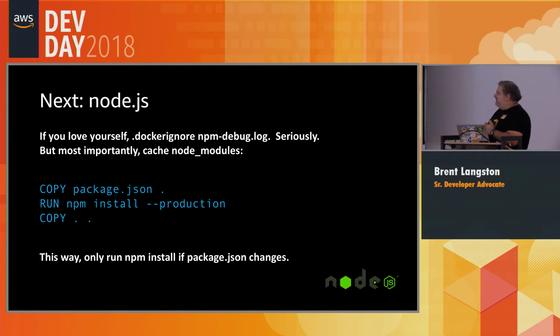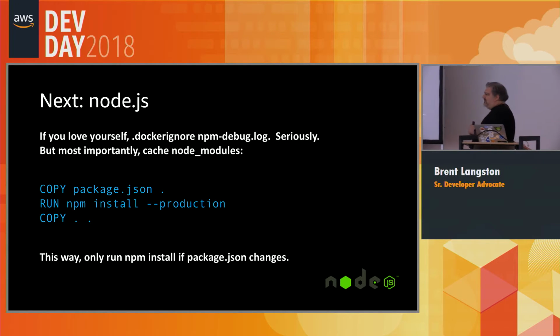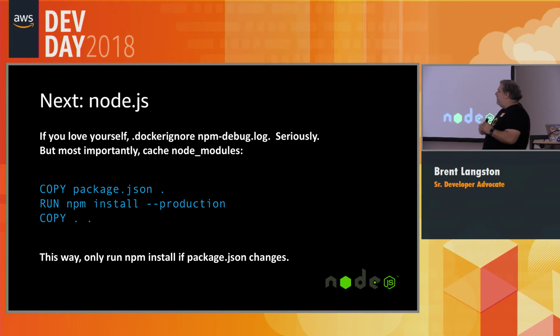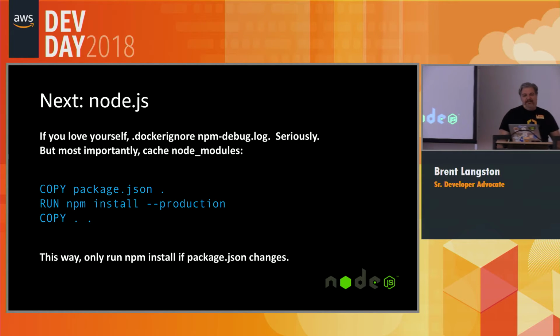Node.js, also very small, very efficient. Again, just like with Python earlier, where we copy over requirements.txt, with Node.js, that equivalent is package.json. So copy over package.json, install your npms from it, then copy over the rest of your code. That way you're not invalidating layers.